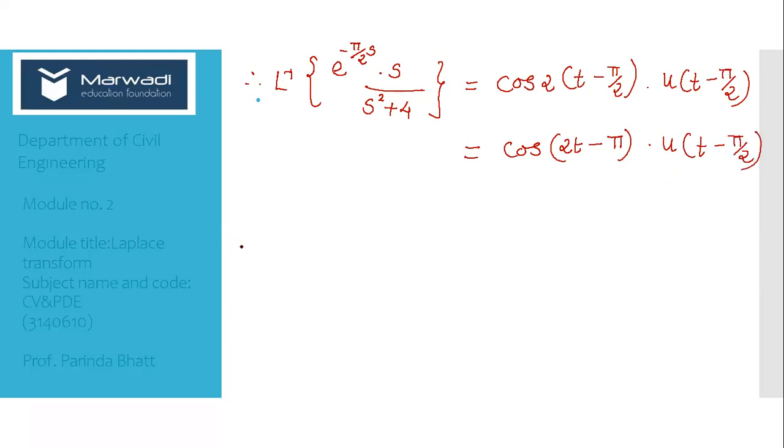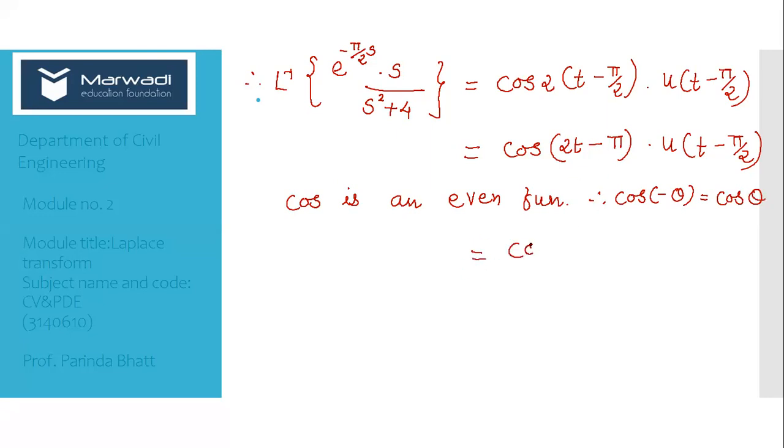As we know that cos is an even function. Cos is an even function. Therefore, cos of minus theta is equal to cos theta. Therefore, we change this term inside the bracket. 2t minus pi, we can also write pi minus 2t. No change in u of t minus pi by 2. Okay. Now, cos of pi minus 2t, yes. Therefore, this represents which quadrant? Cos of pi minus 2t.